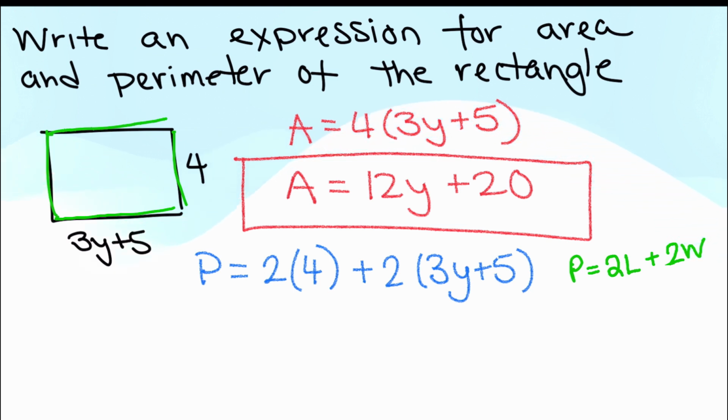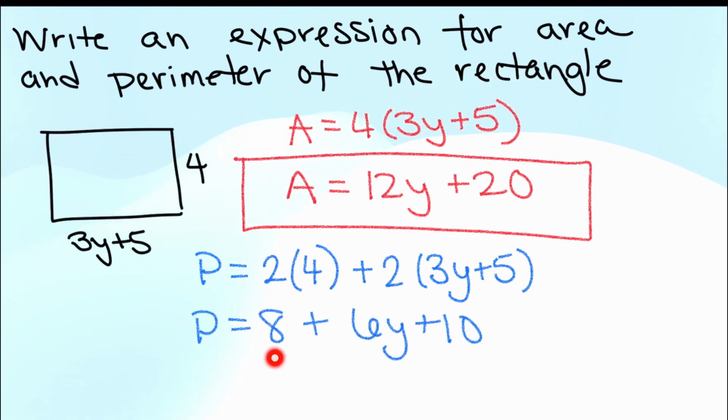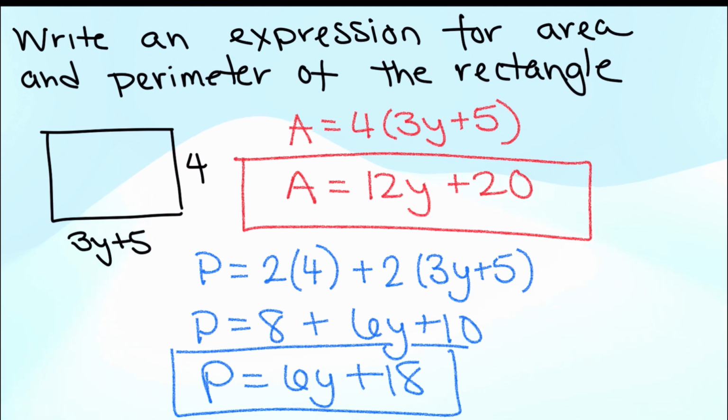So in this case, that means I'm going to take 2 times 4 plus 2 times 3y plus 5. 2 times 4 is 8, and then I do have to distribute the other 2 to the 3y plus 5. That becomes 6y plus 10. Finally, I think we have some like terms. Let's see, we can't combine the 6y with anything. That just stays there, 6y. But I can combine the 8 and the 10 to give me 18. And there's my final example. My perimeter is 6y plus 18.